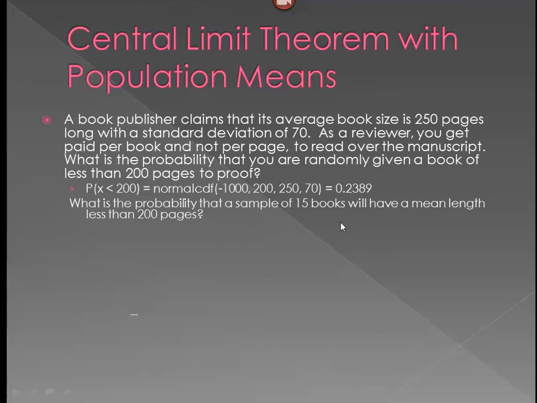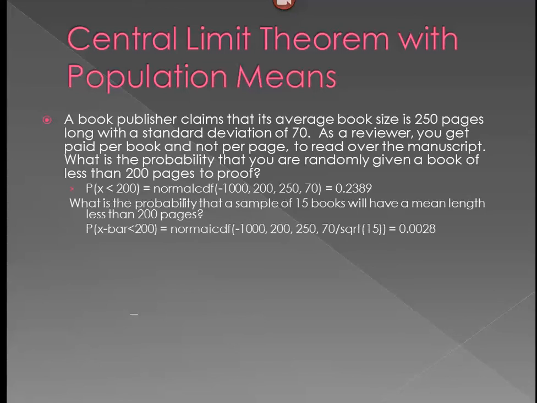Now, what if we had 15 books that we sampled and we took their mean length? What would be the probability that that mean length would be less than 200? See if you can calculate this. Now, I do want to point out one little tidbit that you can use on the TI. Rather than retyping all of this, since we're just changing one part of it, if you hit second entry, or enter, it'll pull up your previous entry, and then all you have to do is toggle over and modify it a little bit, put 70 over the square root of 15.